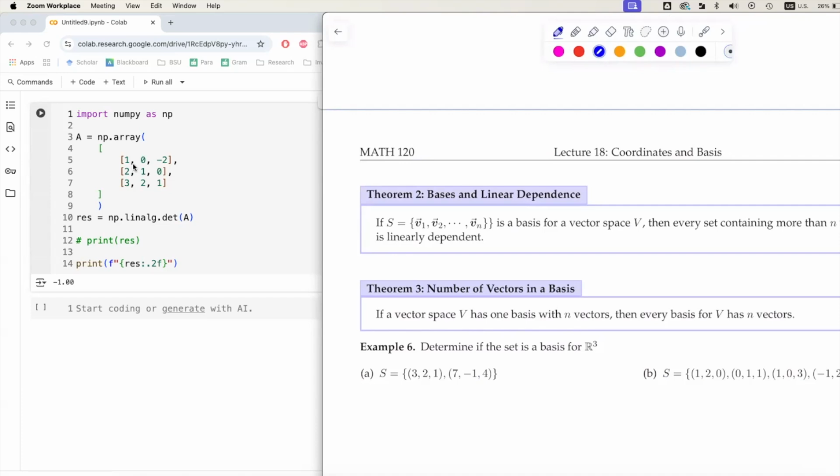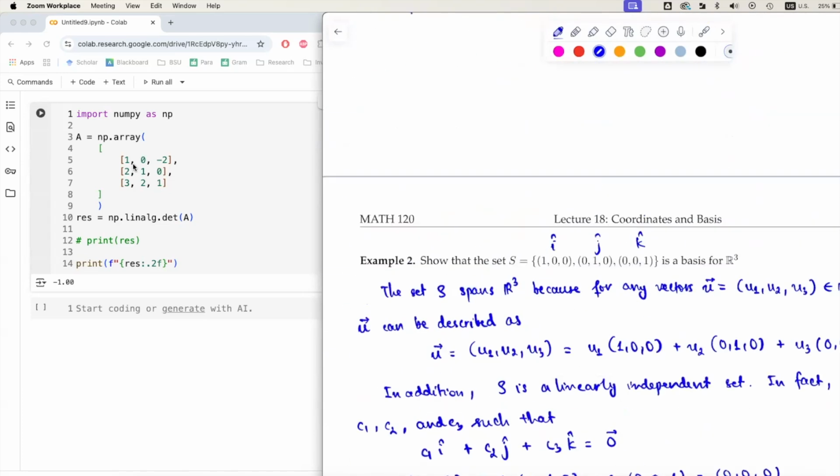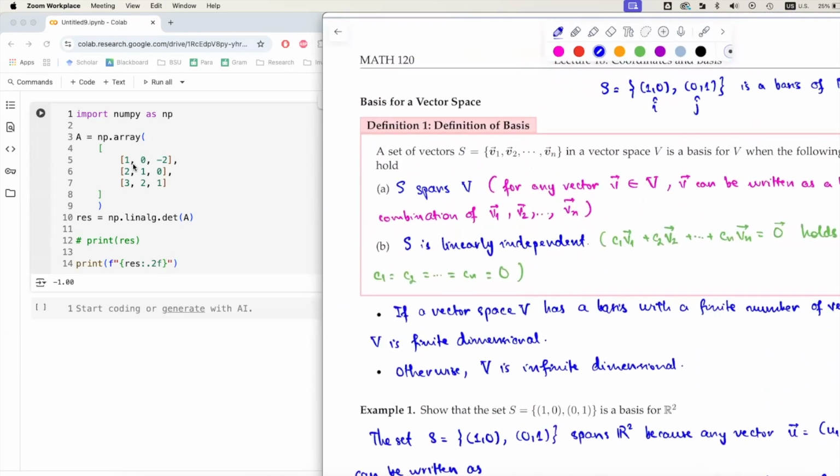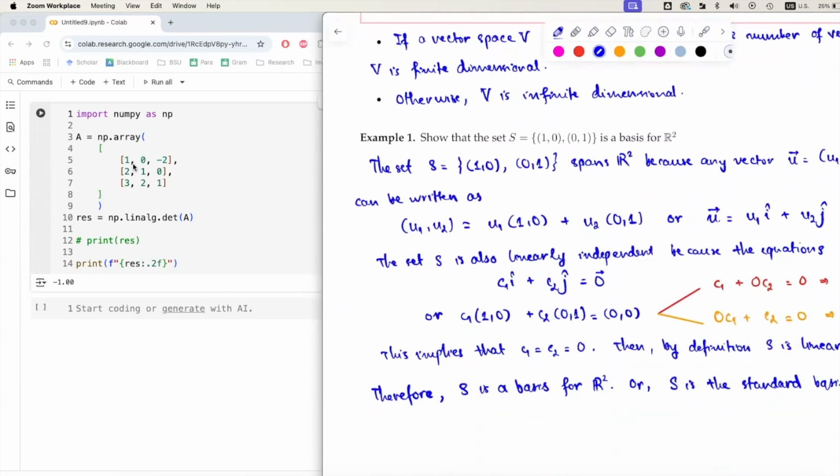Okay. Now, Theorem 3, the number of vectors in a basis. If a vector space V has one basis with n vectors, then every basis for V has n vectors. Okay, so let's go back to example 1 and example 3, then example 2 and example 4. In example 1, this standard basis has 2 vectors that form the basis for R2. Then if you find all the non-standard bases for R2, the number of vectors in the set should be 2 as well.